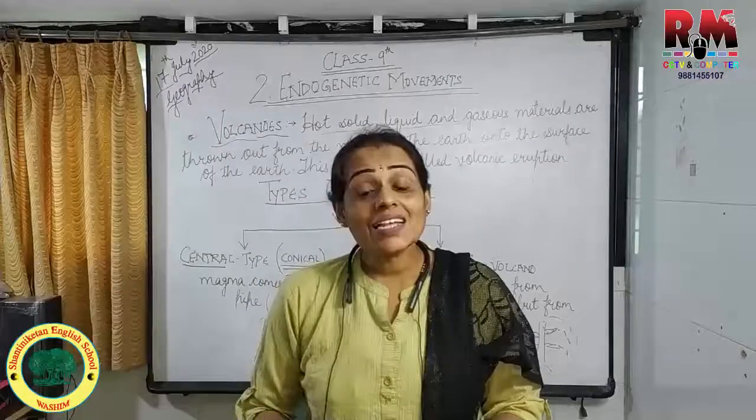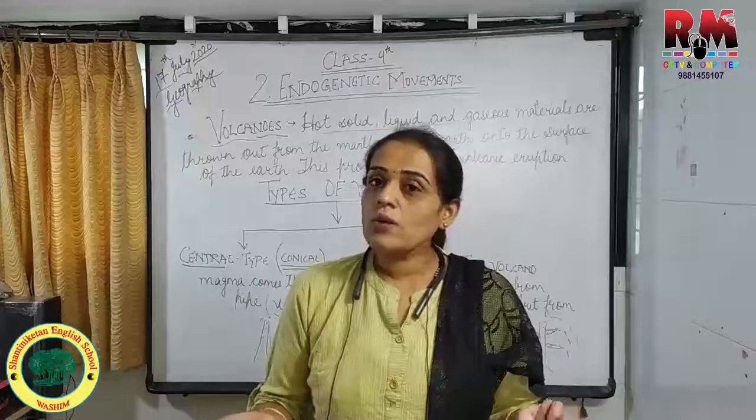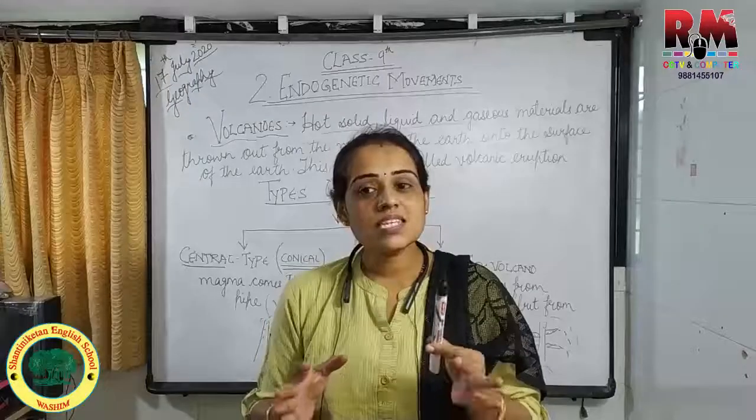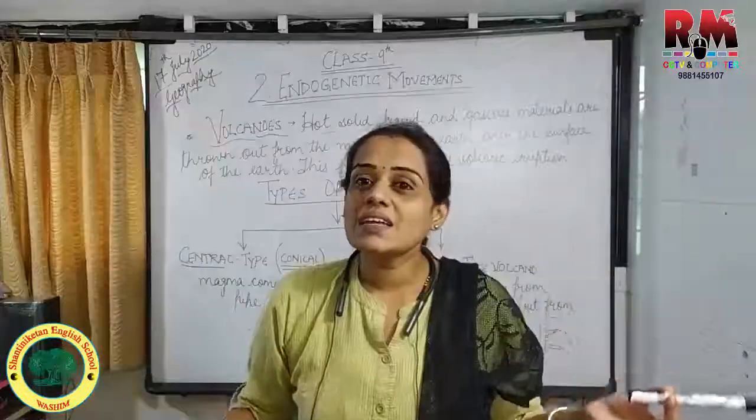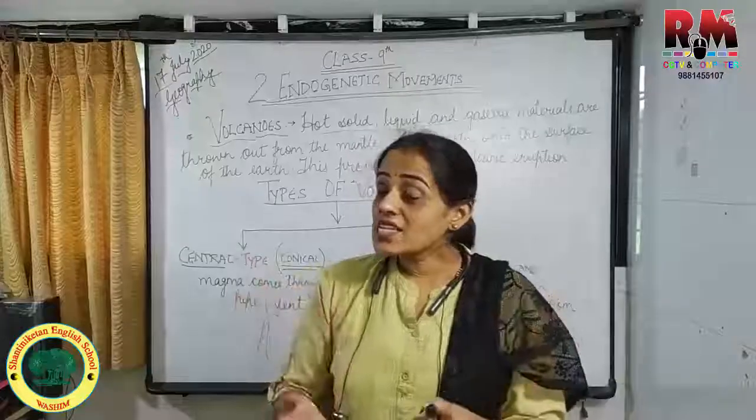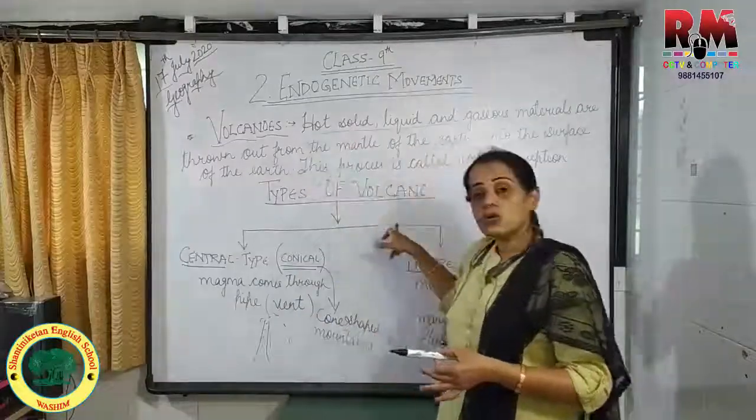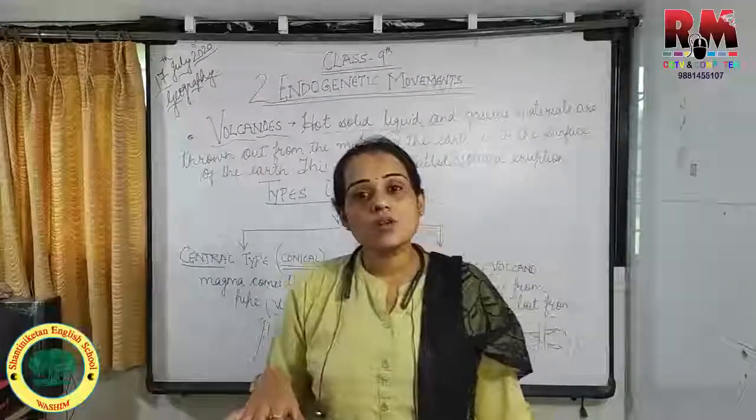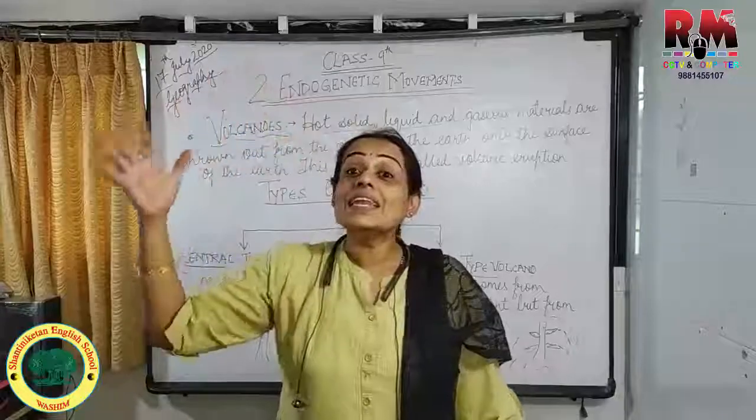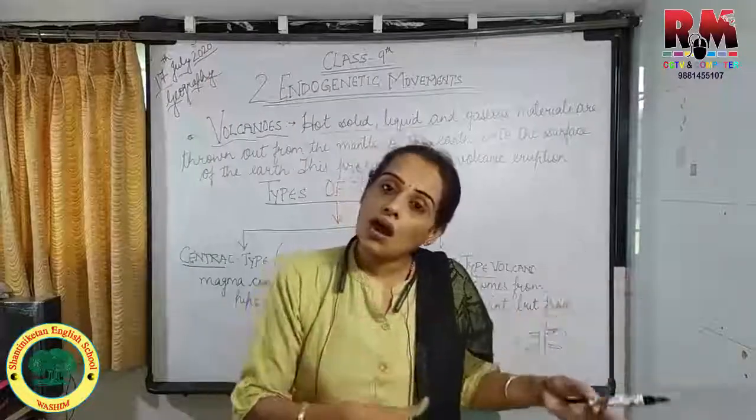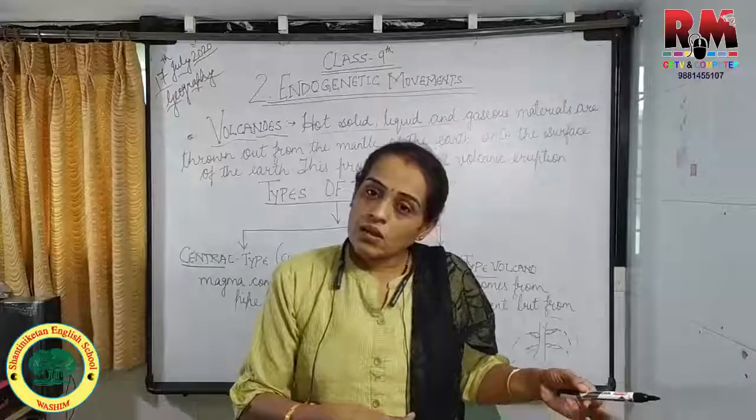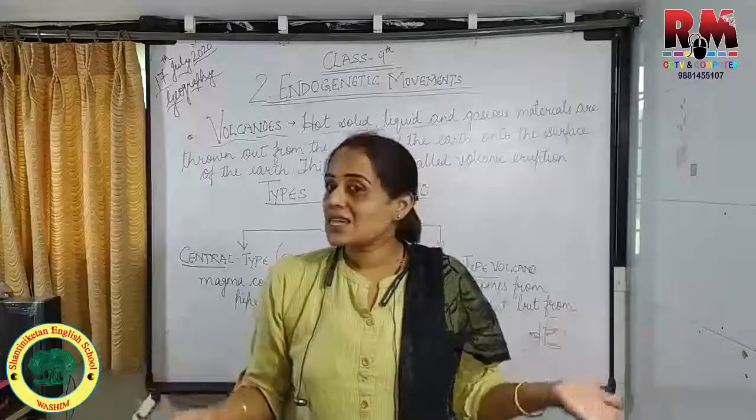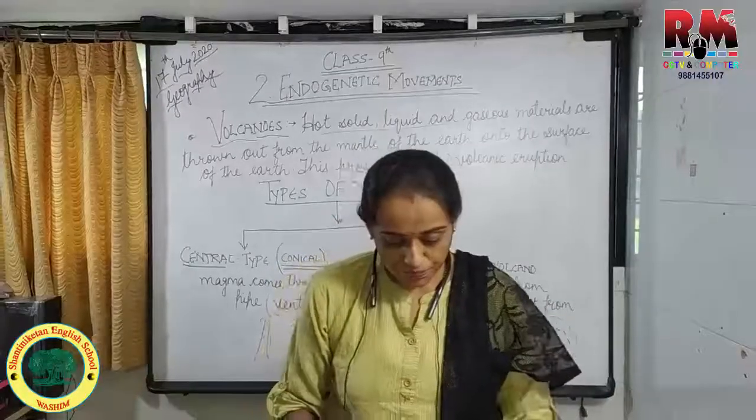And students, eruptions, as I told you in every geography class, this process takes many years. So when this molten material comes out onto the surface of the earth, which we call lava, when lava comes on the surface of the earth, it takes many years to cool down. So as it is cooling down, it may imbalance the environment.